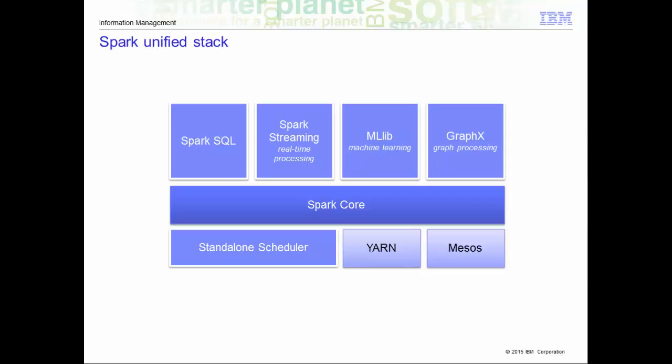Machine Learning MLlib is the machine learning library that provides multiple types of machine learning algorithms. All of these algorithms are designed to scale out across a cluster as well. GraphX is a graph processing library with APIs to manipulate graphs and perform graph parallel computations.